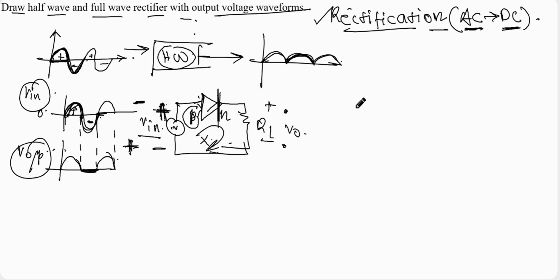And now the few things that we need to understand in half wave rectification are the peak current, or we can say the average current in a half wave rectification process.